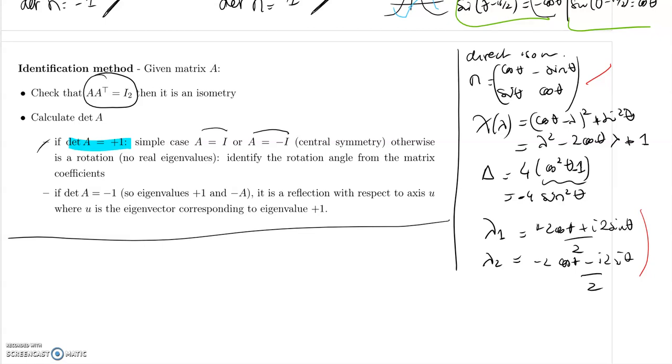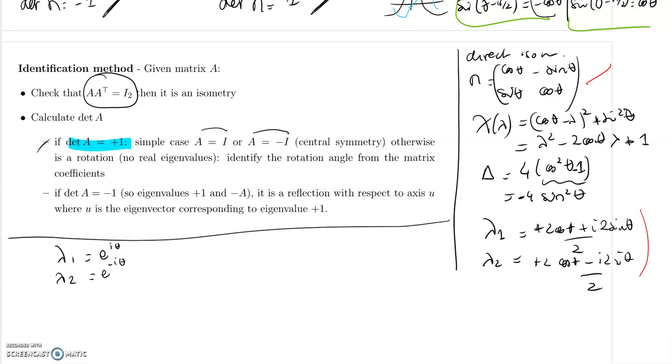Minus b. Sorry, we have a plus here. So, 2 cosine theta over 2, that's cosine theta, plus 2i sine theta over 2, that's going to be i sine theta. So I can rewrite that lambda 1 is going to be e^(i theta), and lambda 2, well, you remember that's a property of polynomials: when you've got a complex root, it doesn't come alone, it always comes in a pair and they are conjugate. And so the second one is cosine theta minus i sine theta, that's e^(-i theta). Okay, so I've got those two complex eigenvalues.